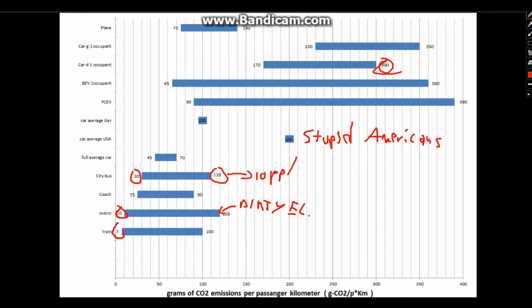Finally, let's consider bicycles. As you can imagine, you don't need fuel to run your bike, but I still have to consider all the emissions during the manufacturing process, especially during the production of the metal frame. So the emissions per kilometer really depend on how many kilometers you use the bike for in its lifetime.